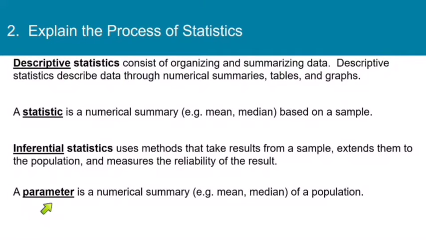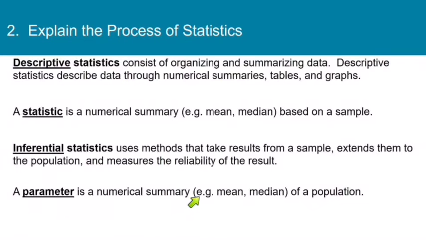We also have one more definition on this slide, and that is parameter. A parameter is just a numerical summary of a population. So we have two words, depending on whether our numbers came from a sample or a population. If we have numbers from a sample, a numerical summary of those numbers is called a statistic. But if we have numbers from a population, a numerical summary of a population is called a parameter. If you just keep the letters lined up, you'll be fine. S for sample, S for statistic, P for population, P for parameter.